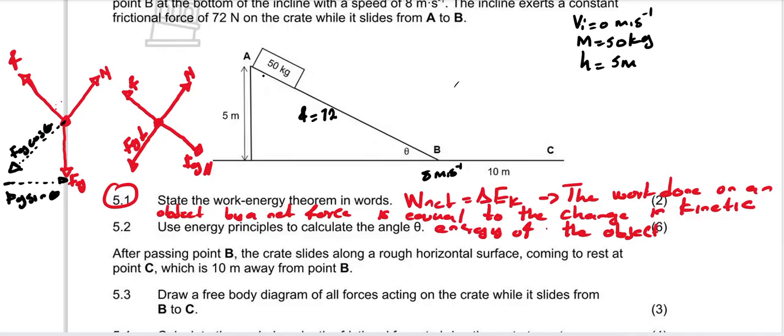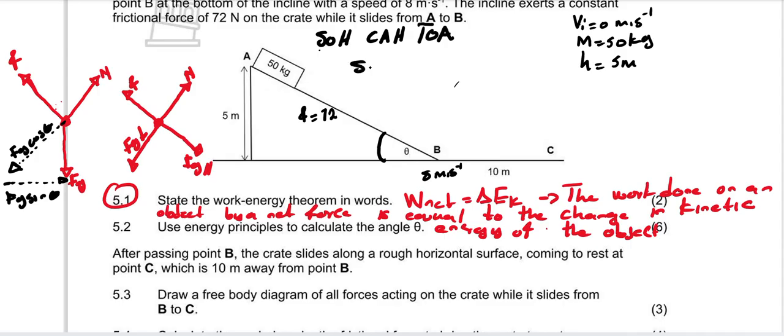And now we are not given the distance from point A to point B. But using mathematics, we can find that distance from point A to point B. Here is your theta. We know that in mathematics we have SOH CAH TOA. Since we have our opposite and we are looking for our hypotenuse on this triangle, what are we going to use? We're going to use sine, because we have sine equals opposite over hypotenuse.